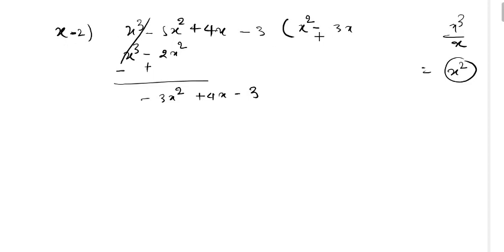When we multiply minus 3x with x minus 2, that is, with the second quotient term we multiply the divisor, we get minus 3x square plus 6x. After subtracting, this minus becomes plus and this plus becomes minus. So here we can cancel it out.